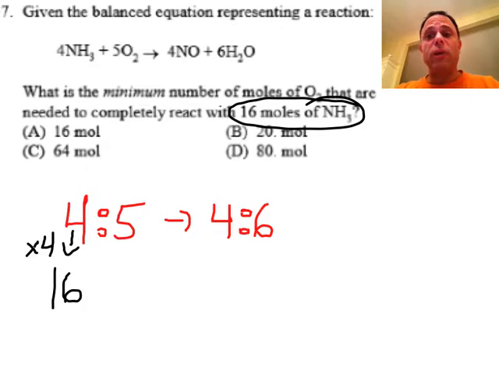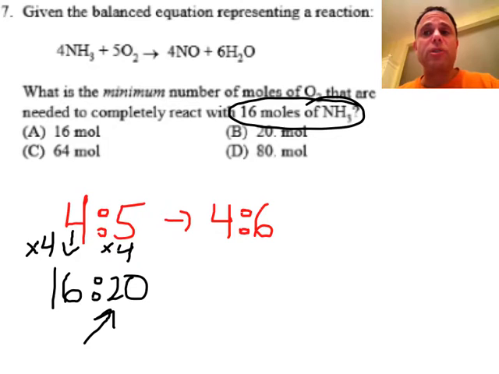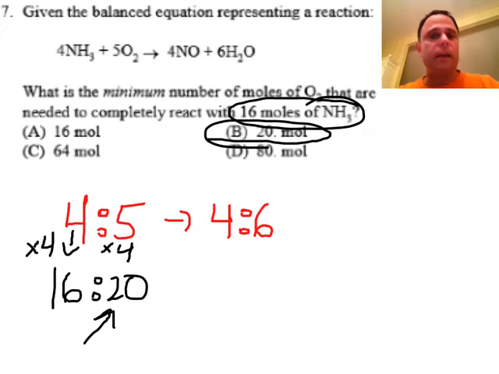Now if that's the case, we have to do the same with each of these. Multiply this by a factor of 4, and we get 20 here. Now it's asking about the oxygen, and that's the position of the oxygen to begin with. So let's scan our choices, and the answer is B.